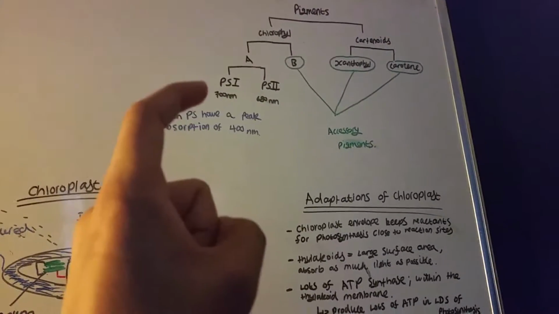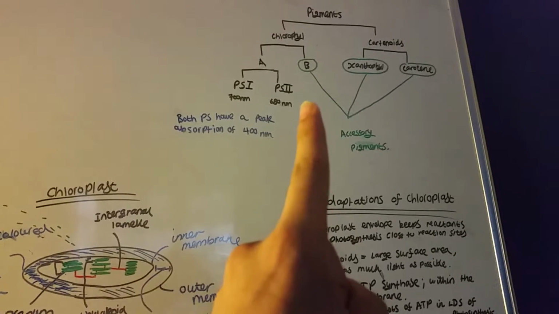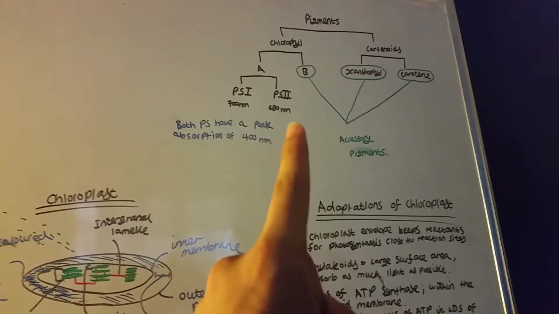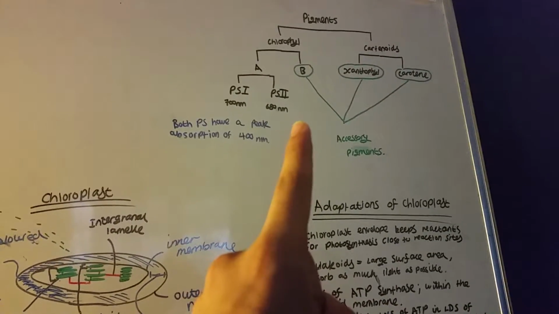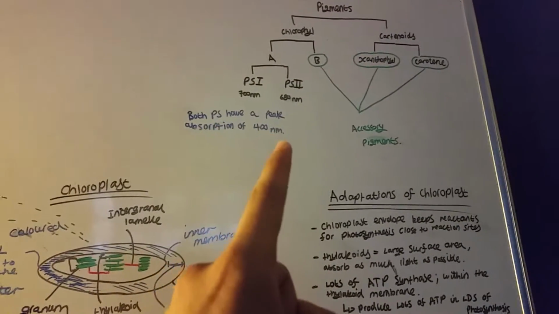Photosystem 1 has a peak absorption of 700 nanometers of light. Photosystem 2 has a peak absorption of 680 nanometers of light. And both of these have a peak absorption of 400 nanometers.